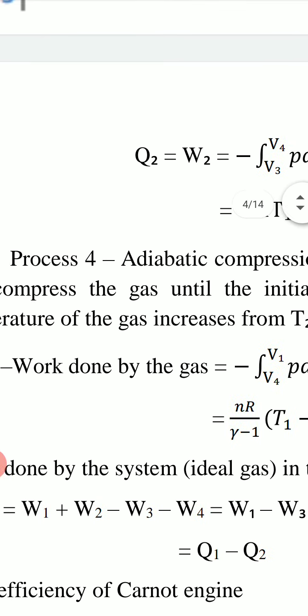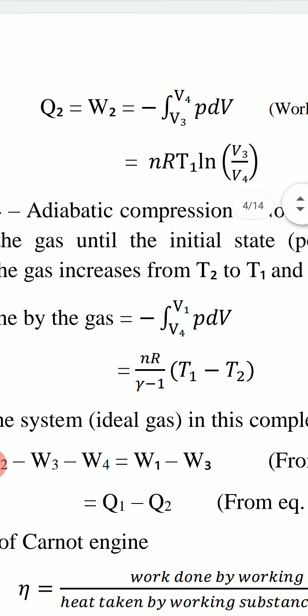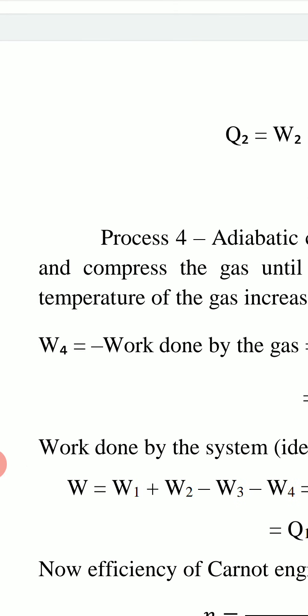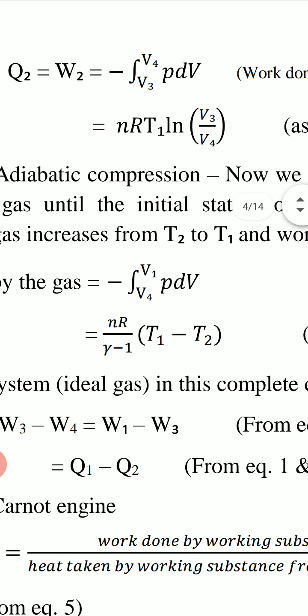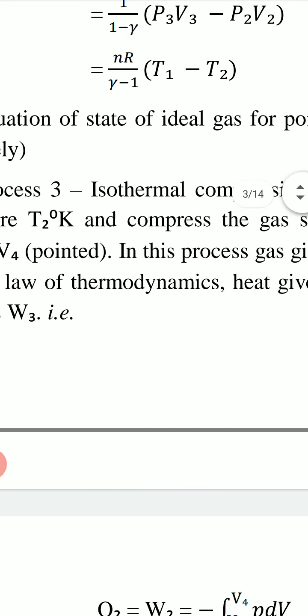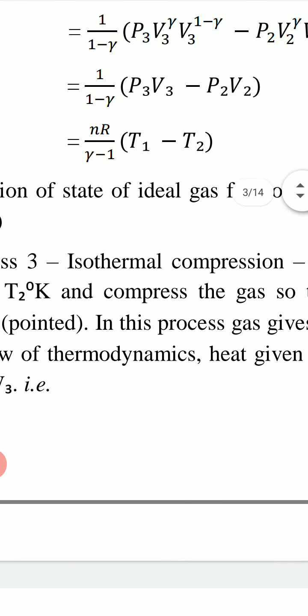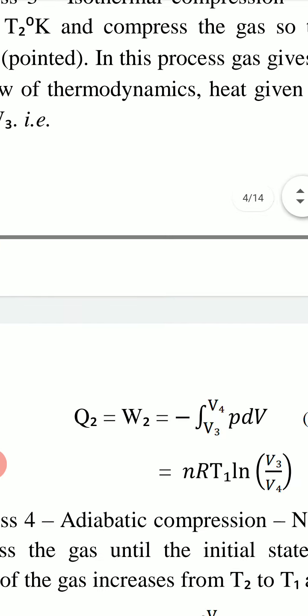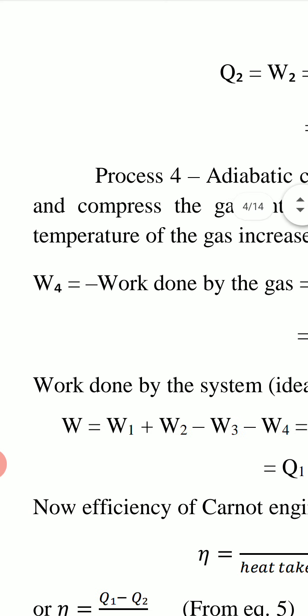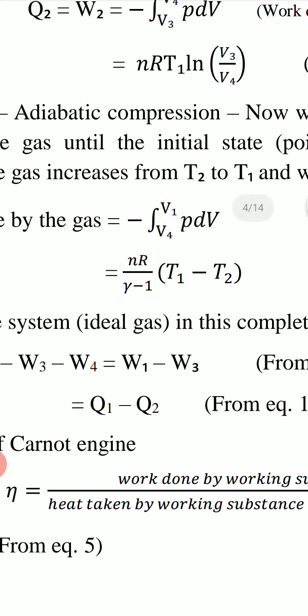And similarly in the last process, process 4, that is adiabatic compression, we calculate the work done W4, which is equal to minus integral PdV, and now the limits are V4 to V1, and it is the same as that of work W2, nR upon gamma minus 1 into T1 minus T2. This work W4 is also the same. W4 is equal to nR upon gamma minus 1 into T1 minus T2.